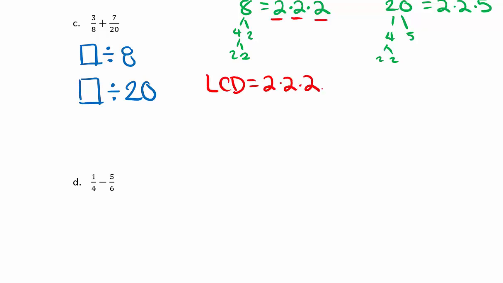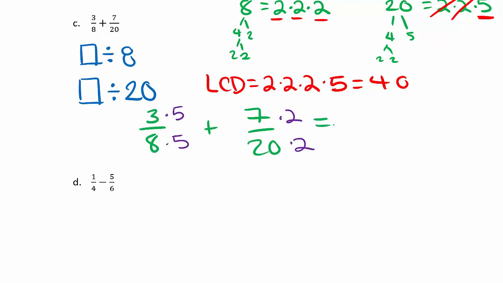To find the LCD, I start by listing all the factors in that first number. So all the factors of 8 are 2, 2, and 2. And then I move over to the 20 and I write down the factors that are missing. I already have 2 2's written down. I don't need to include them again. But I don't have a 5 written down, and so I'm going to add that in my LCD. 2 times 2 times 2 times 5 is 40, and that's my least common denominator.